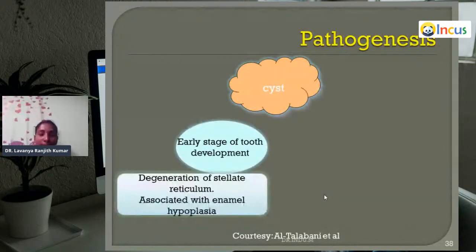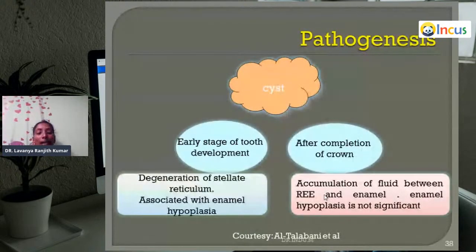And some are saying that it is also based on the tooth development. It can occur at the early stage. If it occurs at the early stage of tooth development, then there is degeneration of the stellate reticulum, and it is associated with enamel hypoplasia. If it occurs after the completion of the crown, then there is accumulation of fluid between the reduced enamel epithelium and enamel, and enamel hypoplasia is not significant.